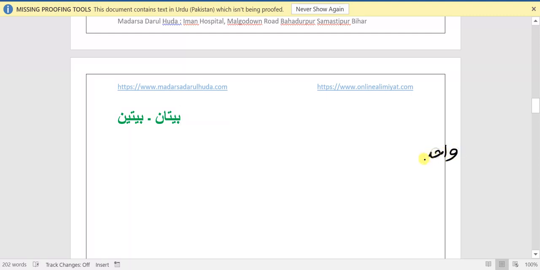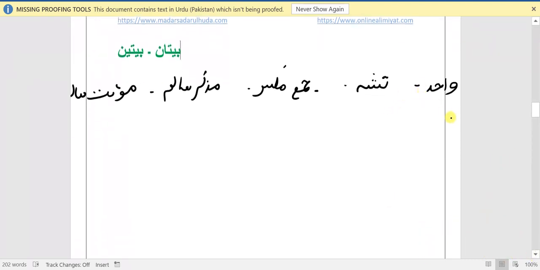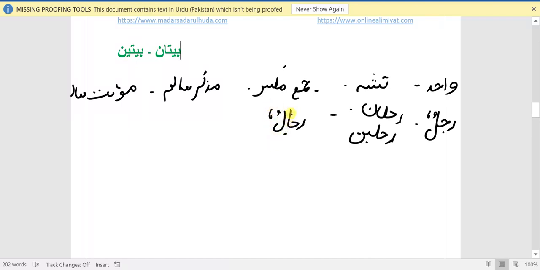Let's say this is the Wahid column, this is Tasniya, this is Jama Mukassar, this is Muzakkar Salim, and this is Muannas Salim. Now let's take the example of Rajulun first. Rajulun is a Wahid word whose Tasniya is Rajulani or Rajulaini. The Jama Mukassar of Rajulun is Rijalun, and since the Jama of Rajulun falls under the category of Jama Mukassar, it means Jama Salim is not available for this word.